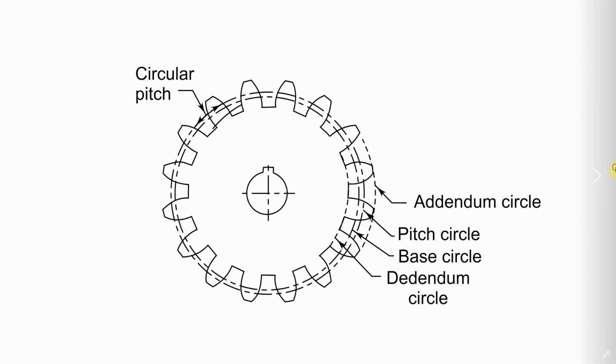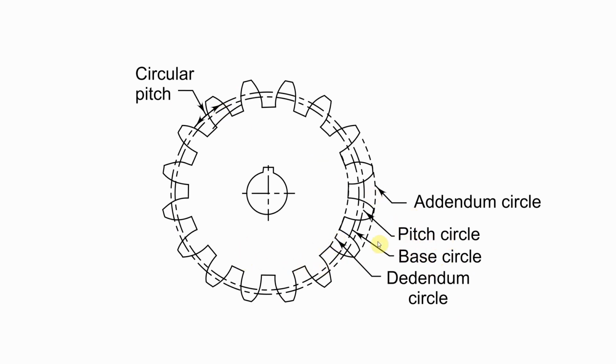Okay, let's look at the next diagram. Here we have a full spur gear. Now you can see addendum circle. Addendum circle is the circle which passes through all the top lands of the tooth. Similarly, we have dedendum circle which passes through the bottom lands, and we have pitch circle.